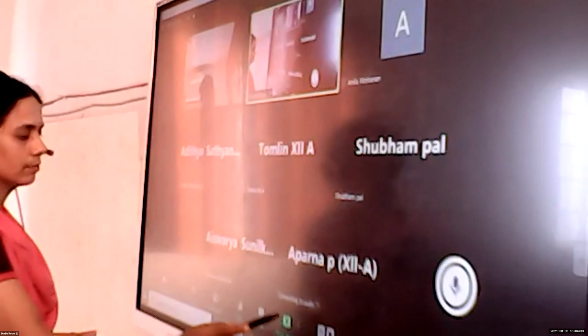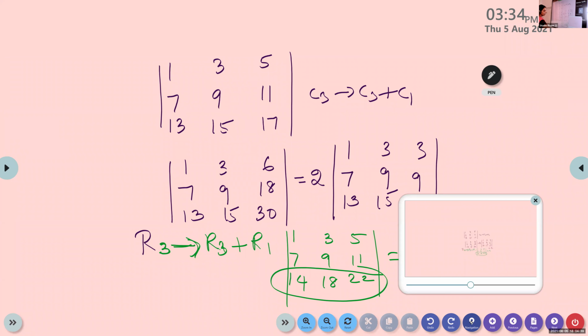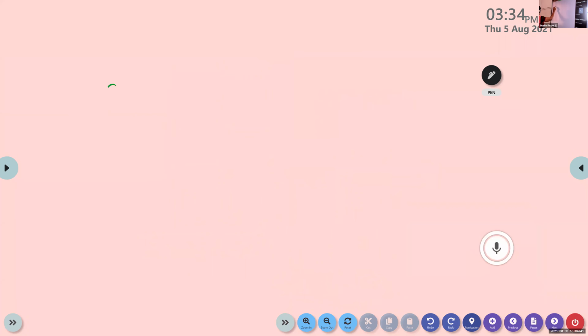Okay, write the question. Solve x minus 3y is equal to 9, 2x plus y plus 3 is equal to 0.